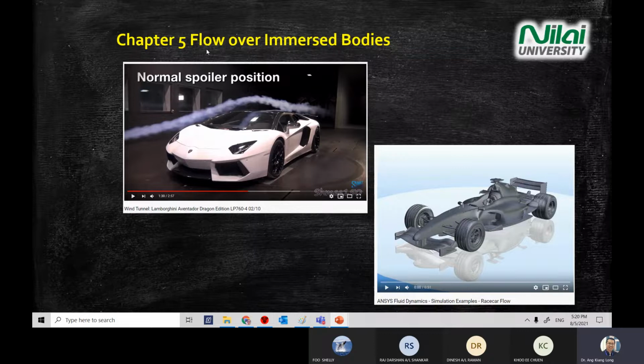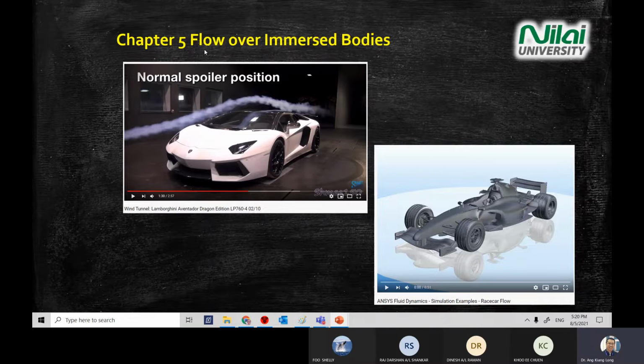Now, chapter 5, the title for chapter 5 is flow over immersed body. So immersed body means you're inside a liquid. It's not necessarily inside air. It can be inside water. It can be inside oil. It can be inside petrol. Anything that has density, then you can fall within this chapter.